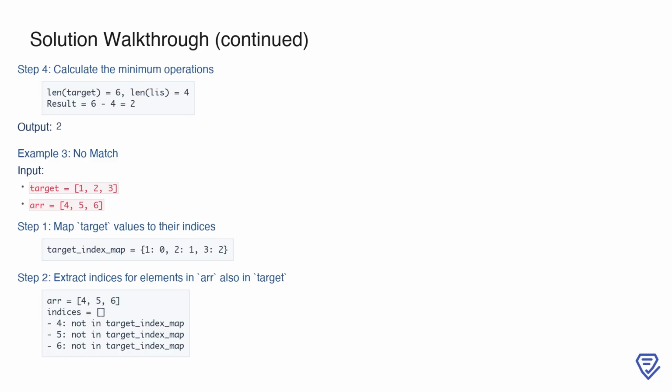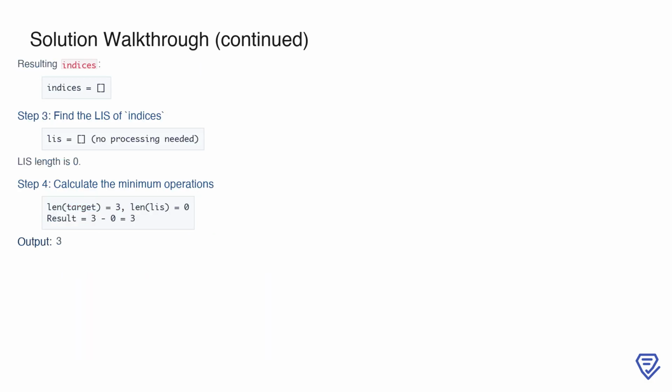Now, let's consider a final example where there are no matching elements between the 2 arrays. In this last example, the target array is 1, 2, 3, and the ARR array is 4, 5, 6. First, we create the target_index_map as 1: 0, 2: 1, 3: 2. Then, we process the ARR array to extract indices. Here, none of the elements in ARR are present in target, so the resulting indices list remains empty.